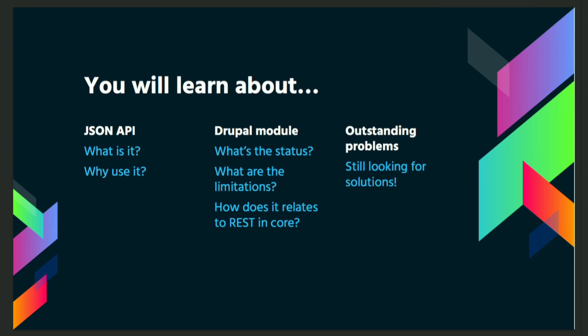So hopefully when you get out of this room and you talk to others, you will tell them that you learned about JSON API, what it is, and why you may want to use it. Also, what's the status on the Drupal module, because obviously we have a Drupal module for it, otherwise we wouldn't be here. What's the status, how it compares to other alternatives like REST core, and what are the limitations and the outstanding problems that we still have, not only in JSON API, but in the decoupling world.